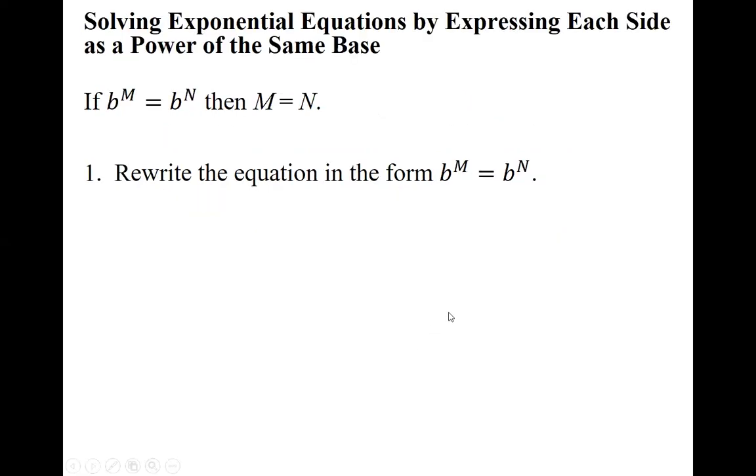So this is especially powerful: if b to the m equals b to the n, then m equals n. So if we have the same base, the exponents must be equal. Our goal is to rewrite the equation in this form, then set the exponents equal to each other, and solve for the variable.